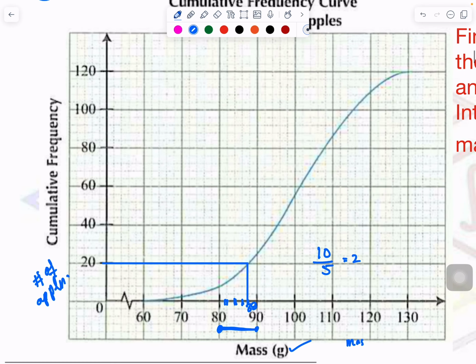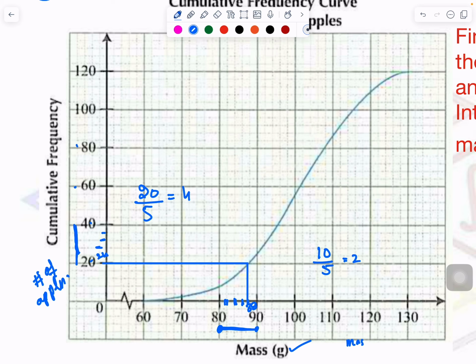Let me read on the y-axis also. It's not necessary that they are the same. Between 5 small boxes, the difference is 20 apples: 20, 40, 60, 80. So 20 divided by 5 small boxes is 4. It means each box is equal to 4 apples. So if I want to read here, it is 24, 28, 32, 36, 40. So this is how you will read.